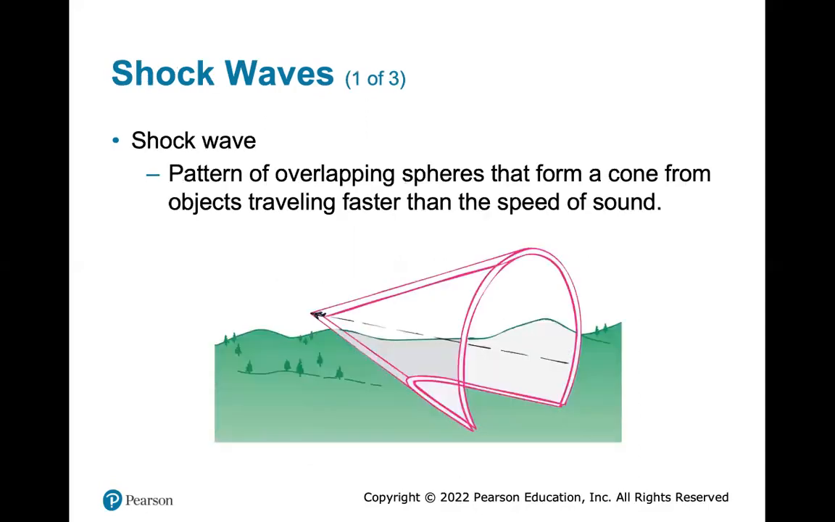Okay, the shock wave is a pattern of overlapping spheres that form a cone from objects traveling faster than the speed of sound. And you can see there's a shock wave at the front of this plane, and you can see the shock wave at the end of the plane. So you actually get this double shock. Most likely you're not going to hear a sonic boom in this area.